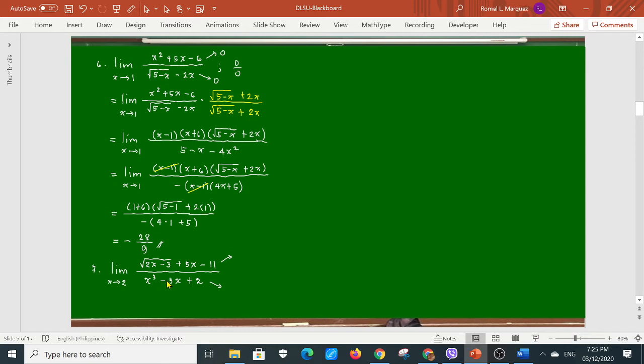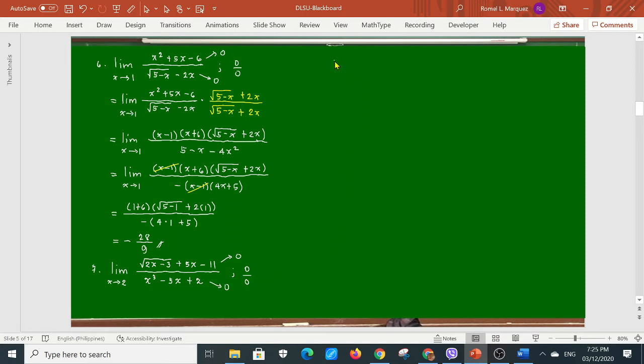Polynomial yan. So, the limit of a polynomial is just the value of the polynomial at x equals 2. So, 8 minus 10, negative 2 plus 2, 0. Okay. 2 times 2, 4, minus 3, 1. Square root ng 1, 1. So, that's not equal to 0 or less than 0, no? 5 times 2, 10. Minus 11, what is that equal to? 0, no? So, 1 plus 5 times 2, 10. 10 plus 1, 11, 0. Indeterminate.